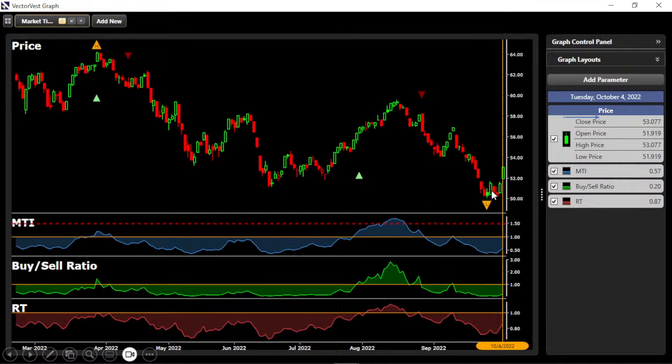So looking here at a market timing graph, October 4th, remember that was our date on McKesson there, the retracement off of support.